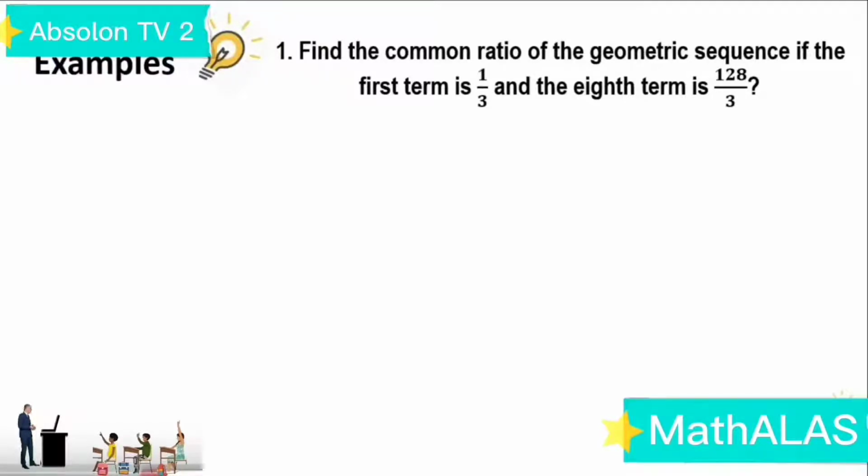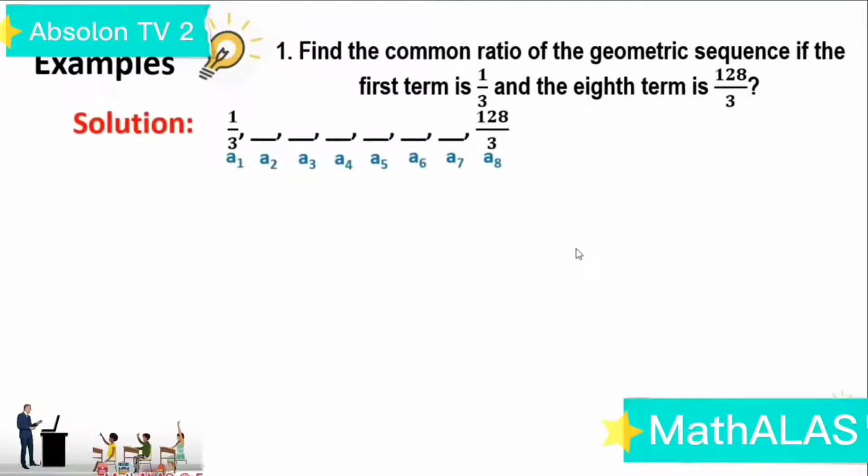Example number 1. Find the common ratio of a geometric sequence if the first term is 1/3 and the 8th term is 128 over 3. We know that there are 8 terms in the given sequence. So the first term is 1/3, the 8th term is 128 over 3, and n is equal to 8 since we're talking about 8 terms in the sequence.